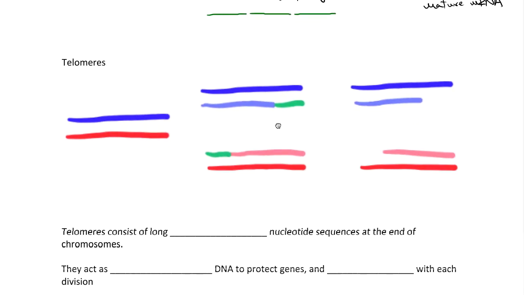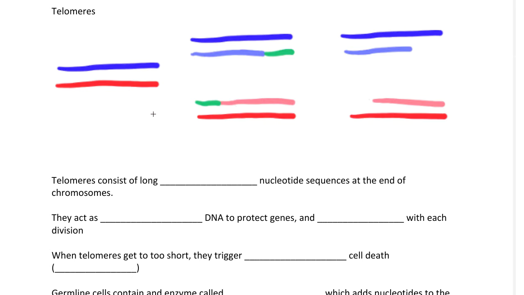Now let's come back to telomeres. So I said before that telomeres are regions at the ends of eukaryote chromosomes. Let's investigate more what they are and what they do.